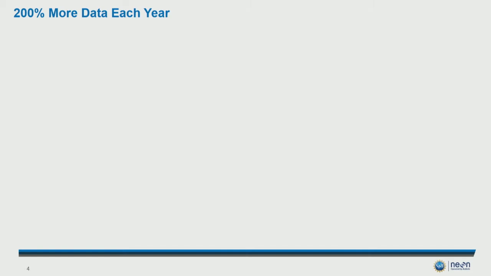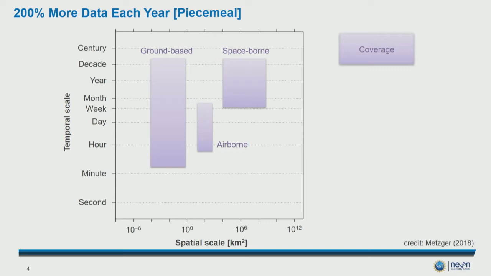Now, at the same time, we get about 200% more data in our field of science every year. However, those are really piecemeal. Meaning, yes, we do have ground-based information, airborne, spaceborne, but these observations do not yet necessarily overlap in space and time, or only fractionally. So how can we deal with that going forward?